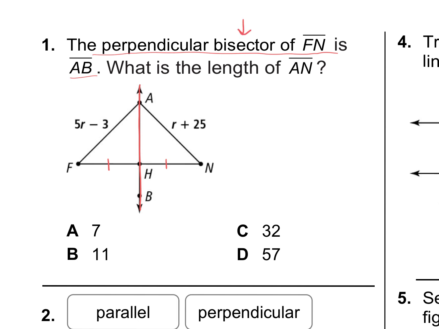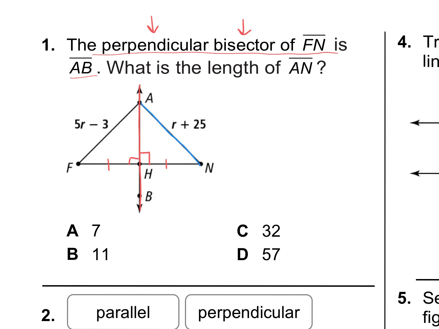So we figured out bisector. That splits the side in half. What's perpendicular? 90 degrees. Yep. So it wants us to find the length of AN. Well, in order to find the length of AN, what do we need to find first? We need to find what R is first. How do I find the value of R?